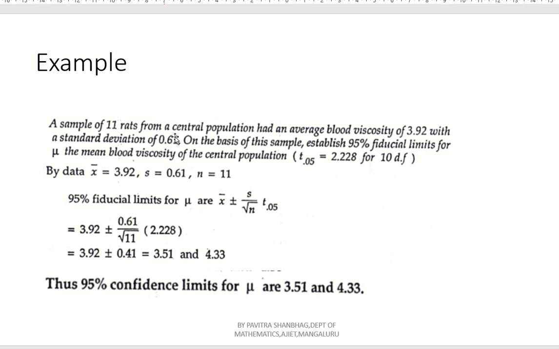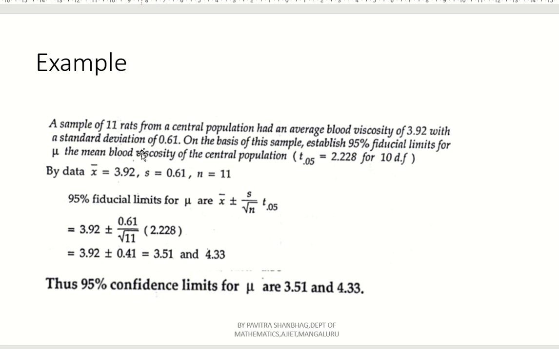Now, next, a sample of 11 rats from a central population had an average blood viscosity of 3.92 with a standard deviation of 0.61. On the basis of this sample, establish the 95% fiducial limit for mu, the mean blood viscosity of the central population. They have given t 0.05 equal to 2.228 for 10 degrees of freedom. So n equal to how much? 11, right? And x bar, what is given? The mean, the average, that is x bar given as 3.92, and the standard deviation s given as 0.61.